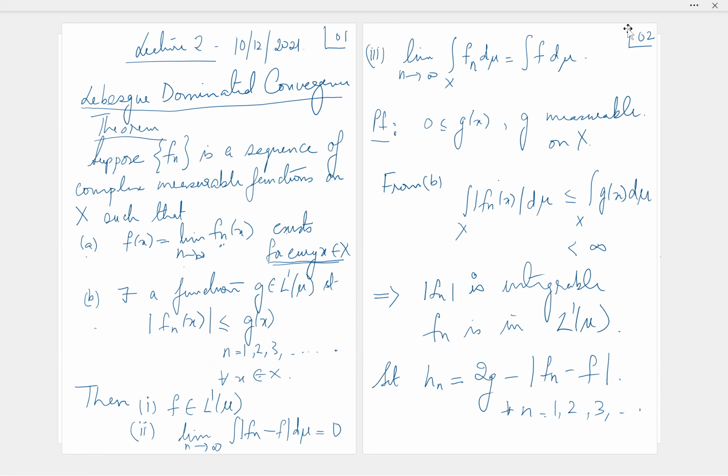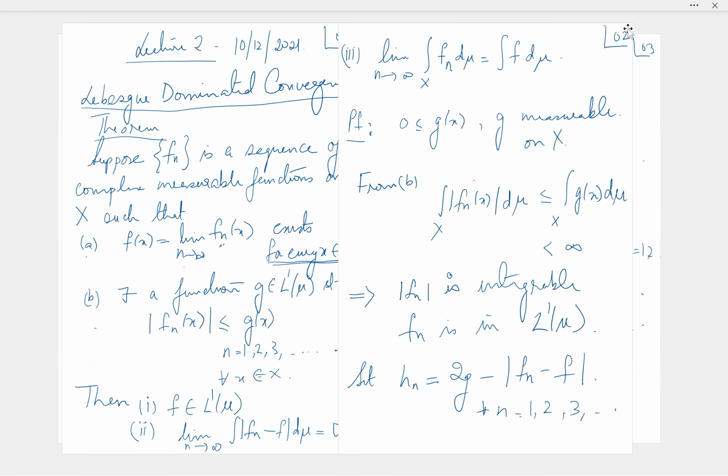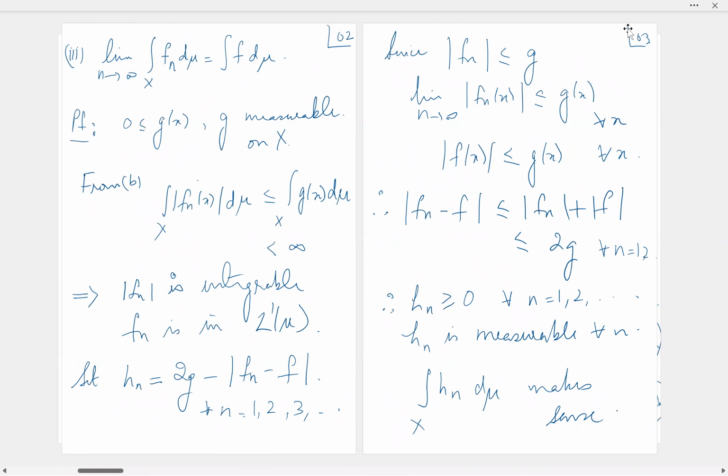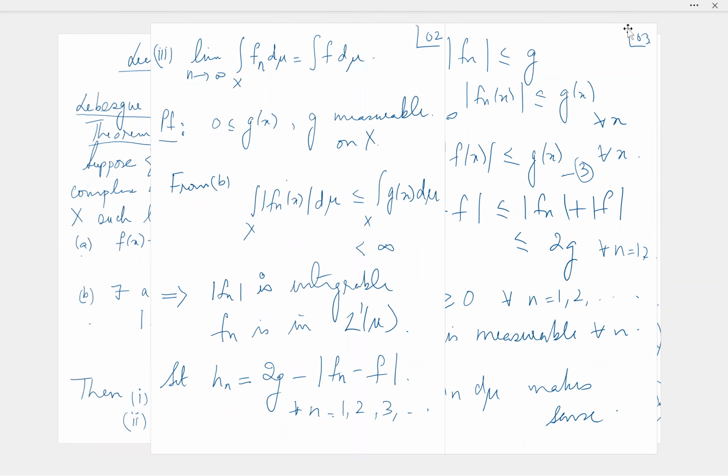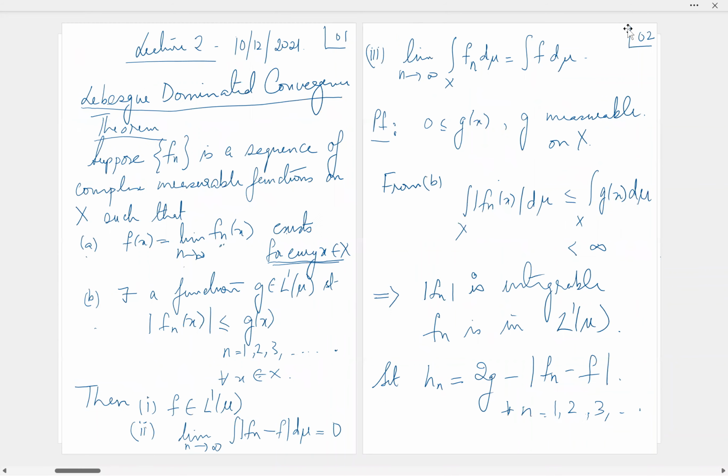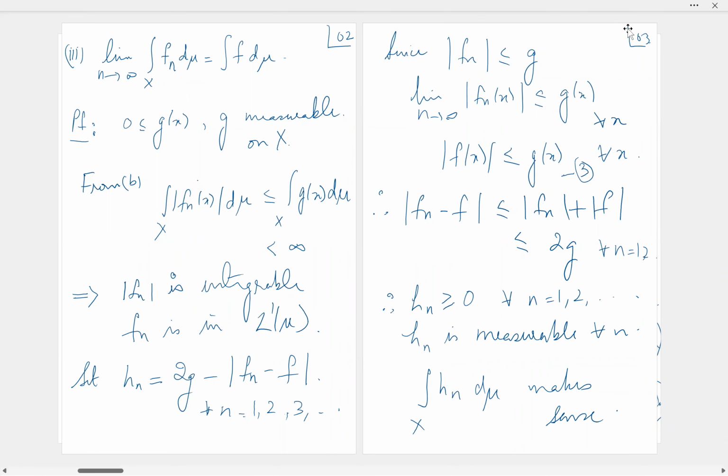I forgot to say something about F, but we did this here. Let me call this something. I don't know what we can call it. Three. So the number one is obvious from point three, right? Mod fx is less than gx. Sorry, I should have remembered. I forgot to write this. So mod f is also less than.